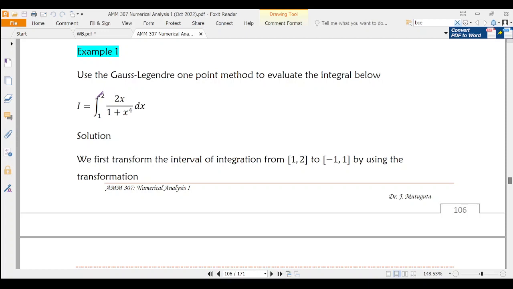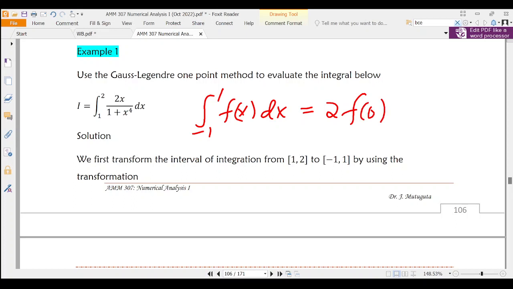We first note that the limits of integration differ from what we intend to use, because the method would be the integral from -1 to 1 of f of x dx is equal to 2 times f of 0. This is the Gauss-Legendre one-point method. Because in order to apply this method, the lower limit of integration must be -1 and the upper limit must be +1. We start by doing the transformation of the limit.